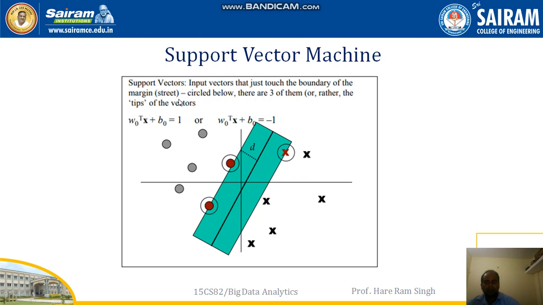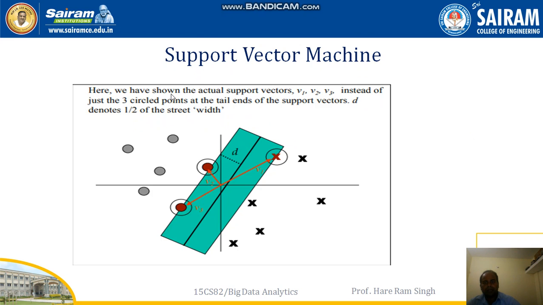Now see here, support vectors are there: input vectors that just touch the boundary of the margin. This is the margin. Input vectors that just touch the boundary of the margin, circled below. There are three of them. So these are called the support vectors, which are touching the boundary of the plane, one here and this. So in total three are there.